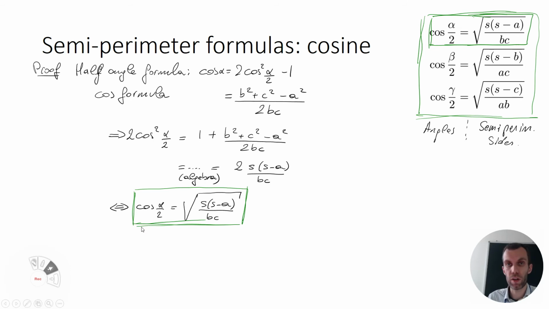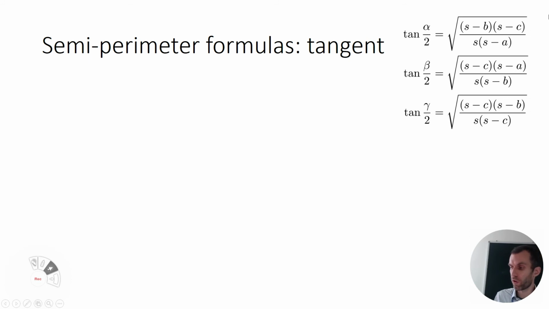The others are exactly the same, they have the same structure, so you just have to replace alpha becomes beta, a becomes b, b becomes c, and c becomes a. And then there's a last set of formulas for tan of the half angle in function of the semiperimeter and the length of the sides. And here the derivation just follows from the definition of sine and cosine.